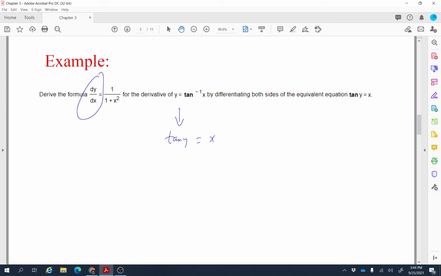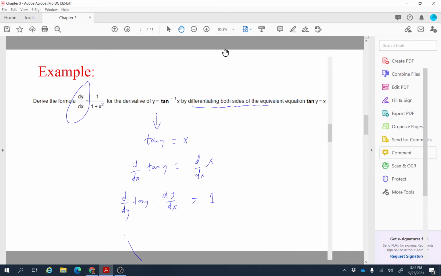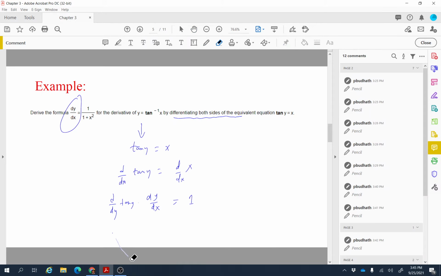So what do we do? I just differentiate both sides of this equation. So take the derivative of both sides with respect to x. Since this is a function of y, we have to use the chain rule here. So the chain rule is to find the derivative of tan y and multiply it by dy over dx, and the derivative of x with respect to x is 1. Okay, so now what is the derivative of tan y with respect to y?